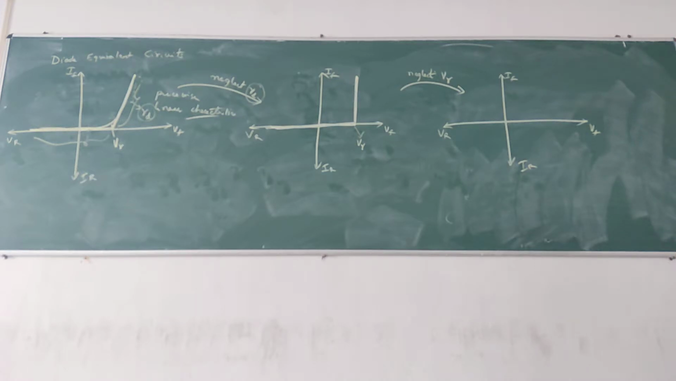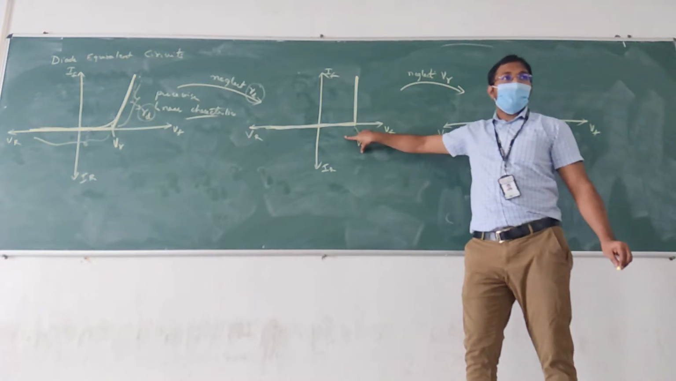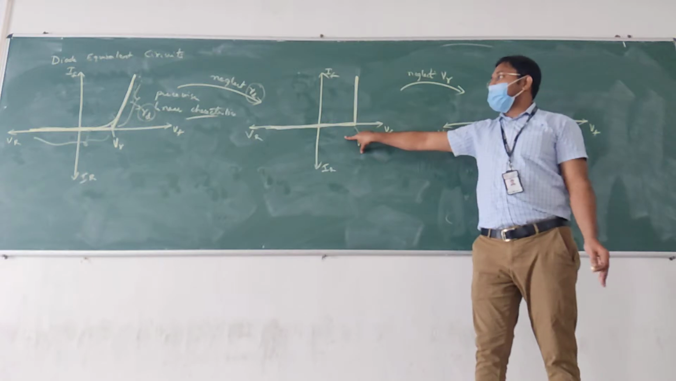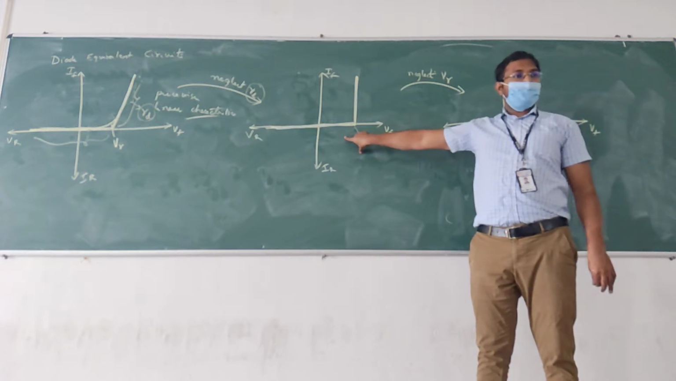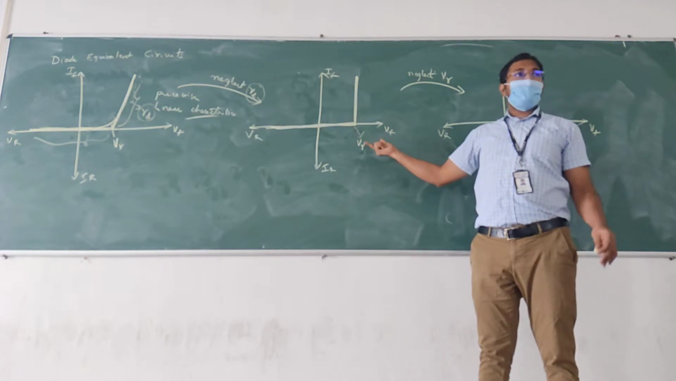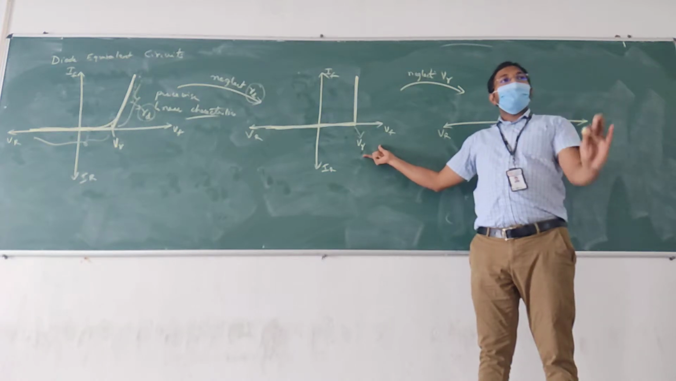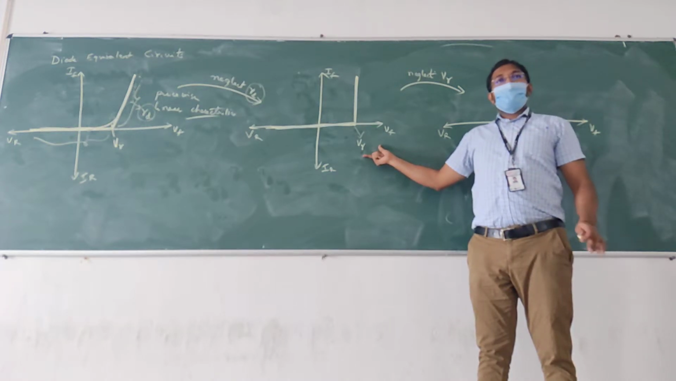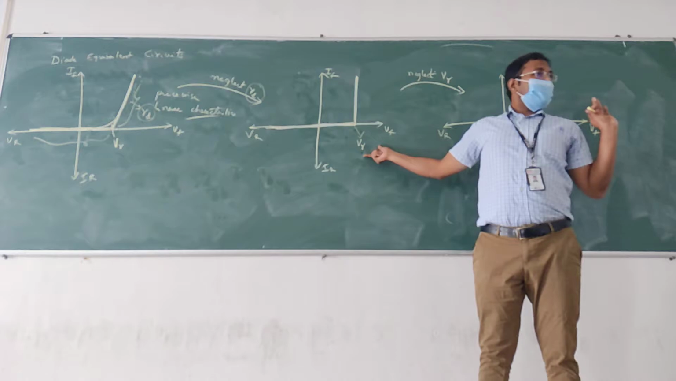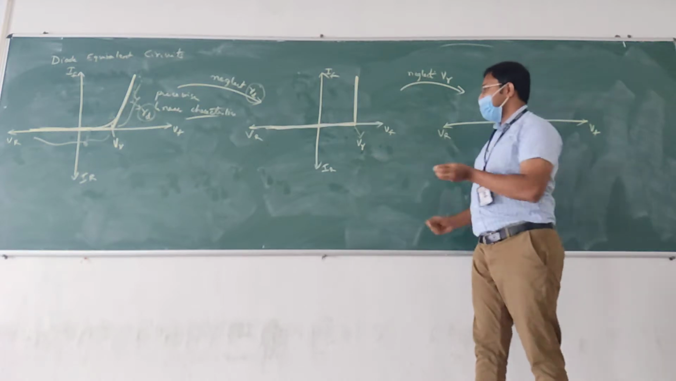Answer loudly. Perpendicular to x-axis. See, V gamma we are neglecting. Neglect means take 0, nearly equal to 0. Okay, neglect because it is small. So we are taking it equal to 0. That is what we mean by neglect.